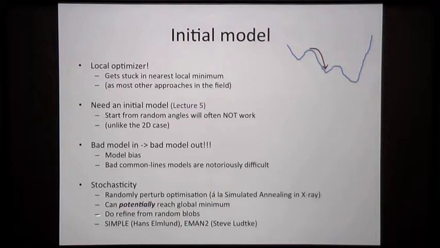So if you start from random starts, random angles or blobs, or people have just used Gaussian distributions of noisy density, if you put in some stochasticity in the refinement, you might get to the correct answer, okay? And that's why programs like the SIMPLE algorithm from Hans Elmlund and also Monte Carlo-like approaches in EMAN2 by Steve Ludtke are gaining in popularity. They introduce some form of stochasticity to get away from local minima, so that you can just put in your data, start from some random blob, and get your final model out.